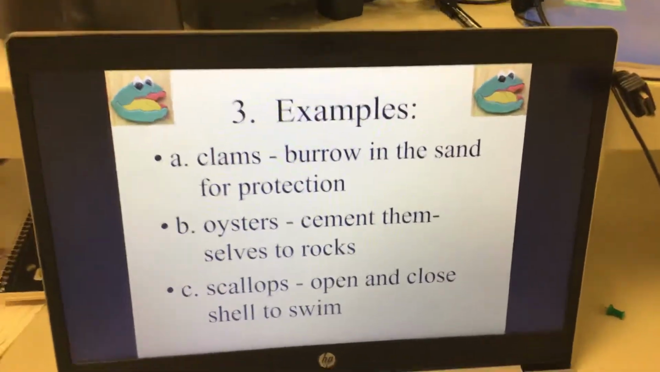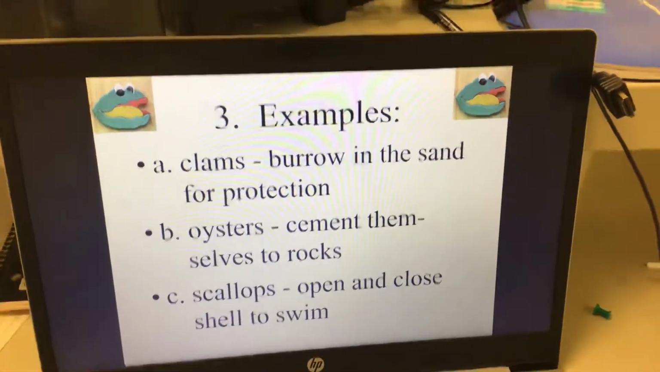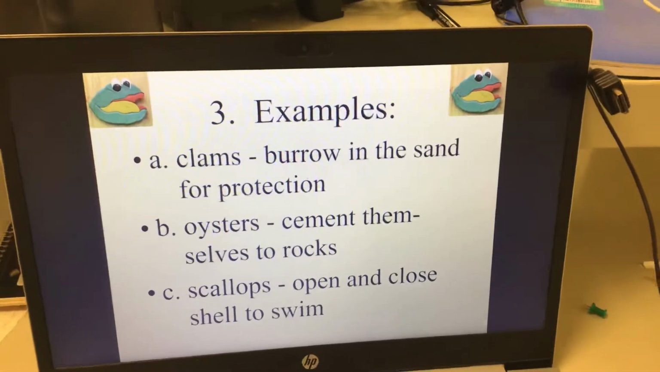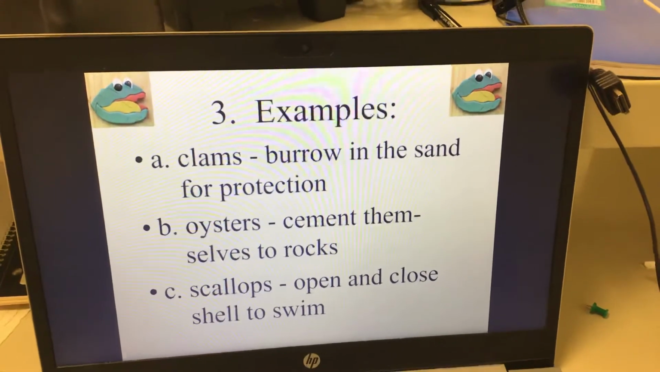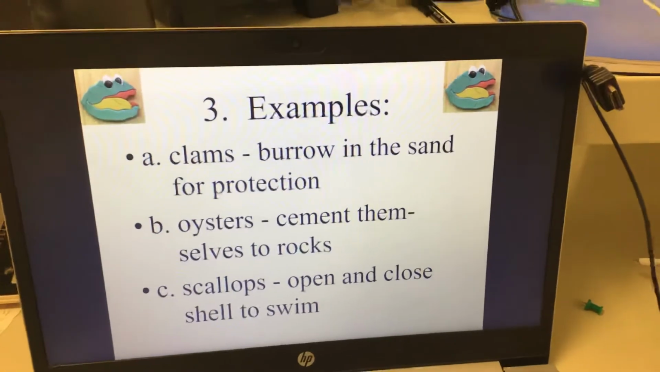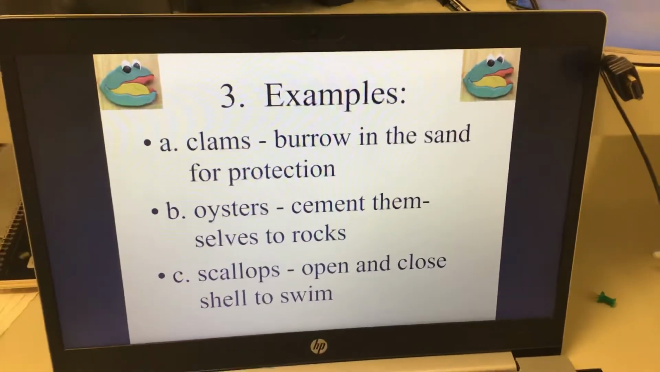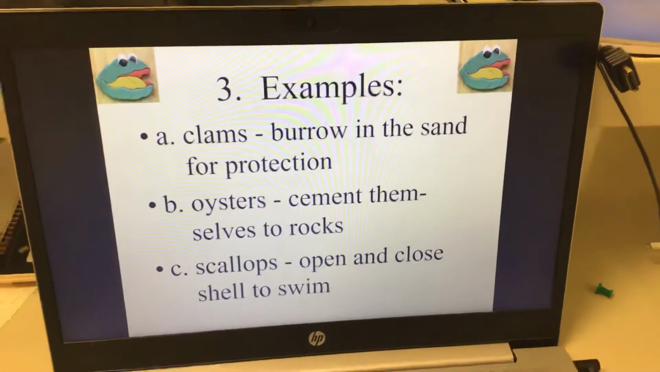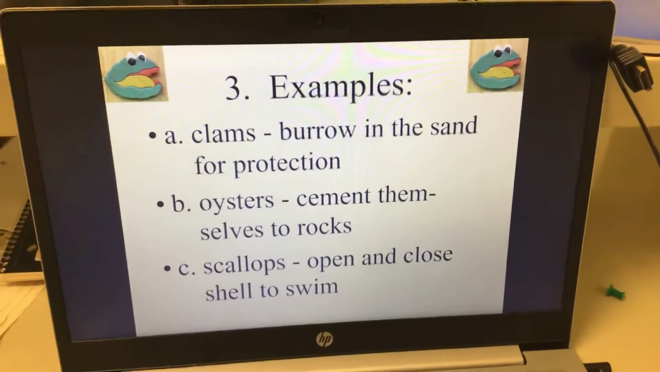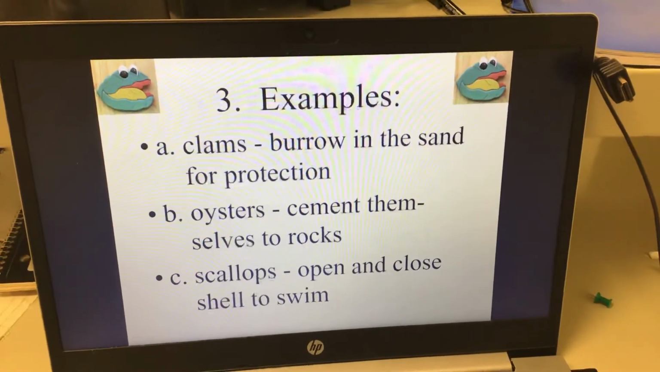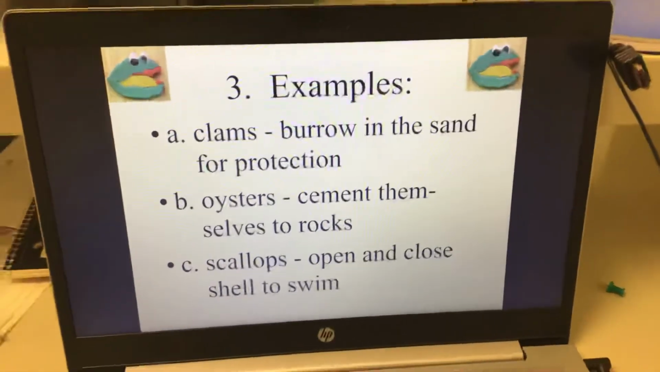I'd probably write down a couple of these examples at least. Clams, oysters, cement themselves to stuff. Maybe you've eaten oysters. My wife's family for Christmas always makes oyster stew, which they take the soft oyster out of the shell and they float around in soup. Scallops, kind of similar, open and close. So clams, oysters, scallops.